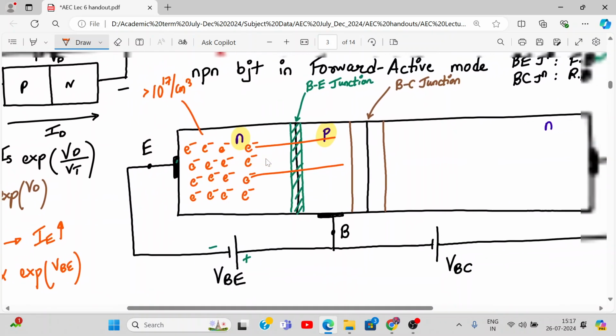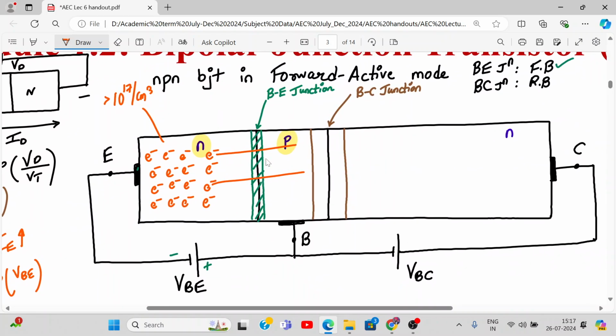Now, so far you have understood? So what will happen to this depletion layer? The depletion layer will become smaller and smaller as we go on increasing the forward bias VBE. All right. Now let's come to the base. So what is the base made up of?